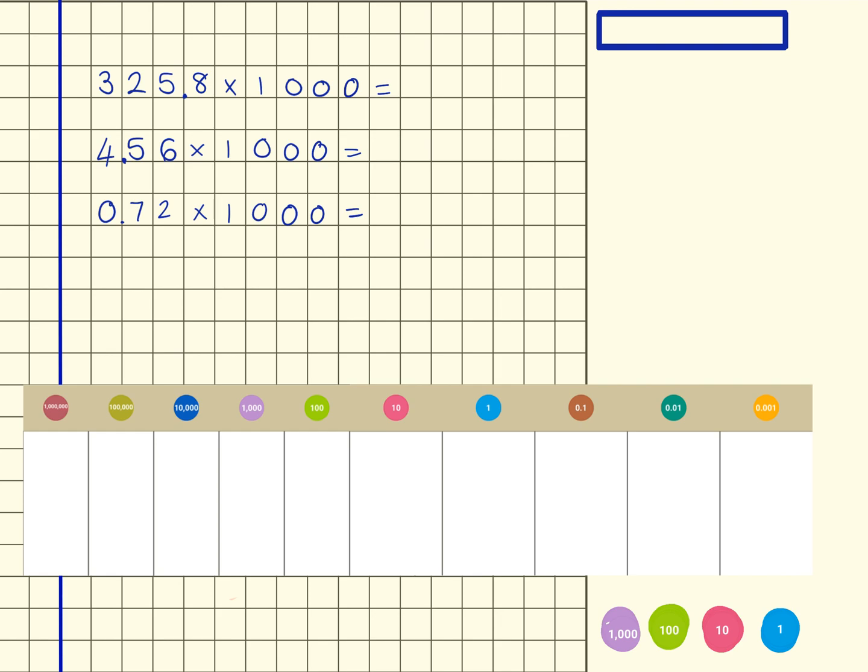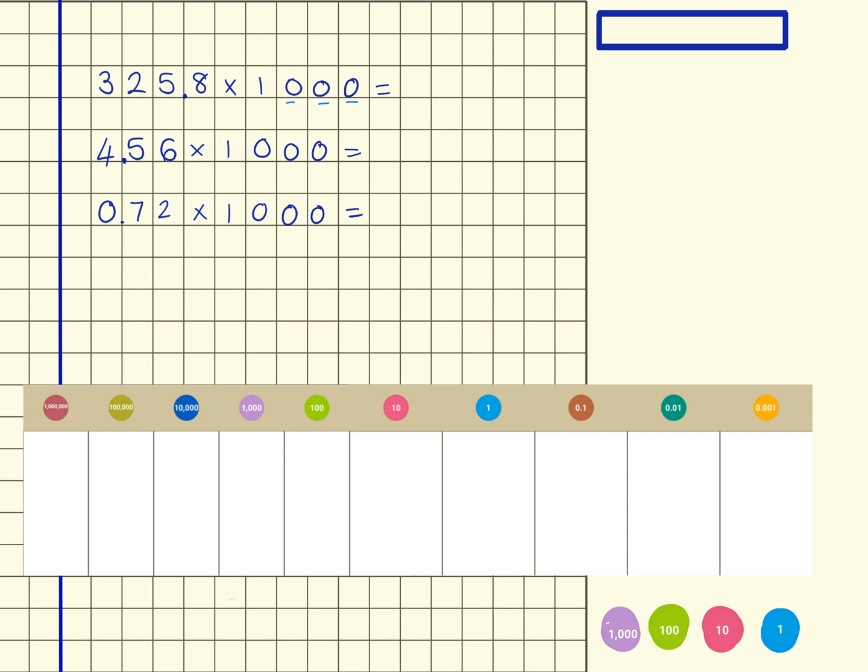Now here we're multiplying by 1,000, so you may have noticed a pattern already. When we multiply by 10, the digits all move one place value column. When we multiply by 100, they move two place value columns, and here where we're multiplying by 1,000, they move three place value columns, because 10 times 10 times 10 equals 1,000. And one of the quickest ways to remember how many place value columns the digits need to move is to look at how many zeros there are in the multiple. So 1,000 has 3 zeros.